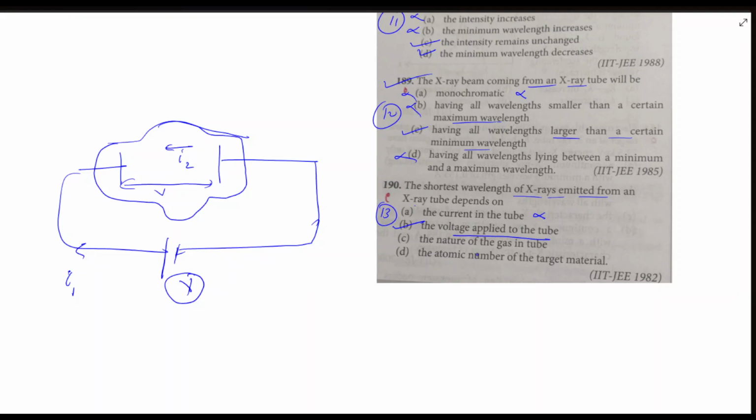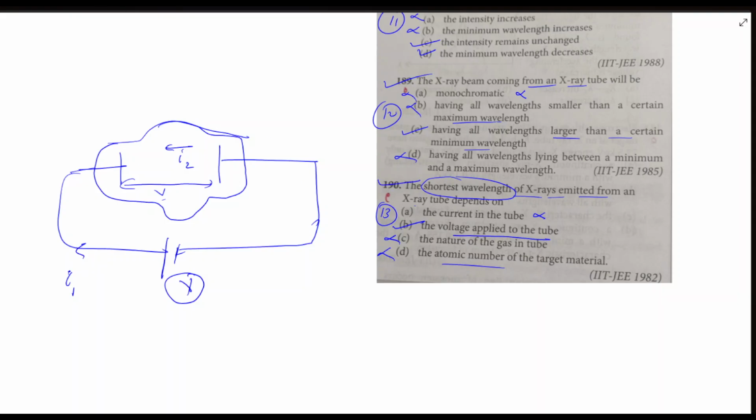This A option is wrong. The nature of the gas, definitely not. The atomic number of the target, no. It is the characteristic wavelength which depends on the atomic number. We are talking about the shortest wavelength here. So the shortest wavelength will only depend on the potential difference applied between the filament of the tube.